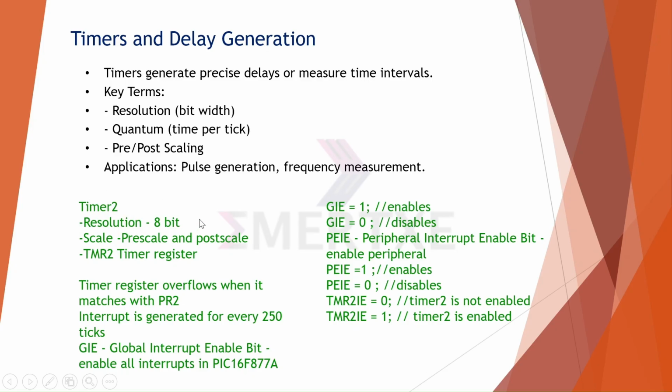Here is Timer 2, which has 8-bit resolution and prescale and postscale. The Timer 2 register overflows when it matches with PR2. An interrupt is generated every 250 ticks.